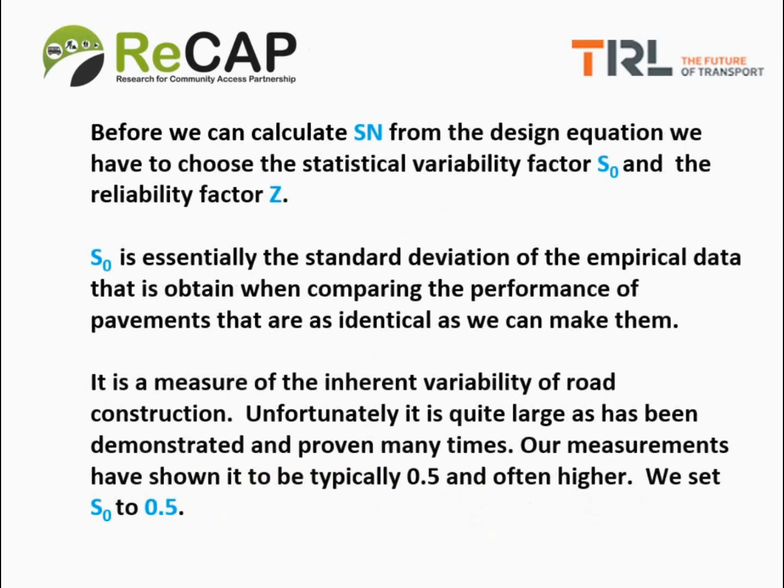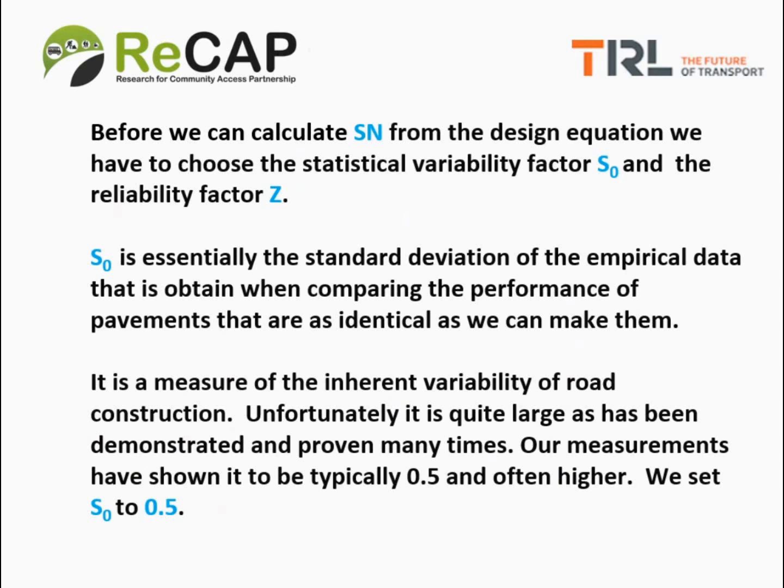Before we can calculate the structural number from the design equation, we have to choose the statistical variability factor S0 and the reliability factor Z. S0 is essentially the standard deviation of the empirical data that is obtained when we compare the performance of identical pavements over a number of years. Basically, it's a measure of the variability in performance that you get with real pavement design.